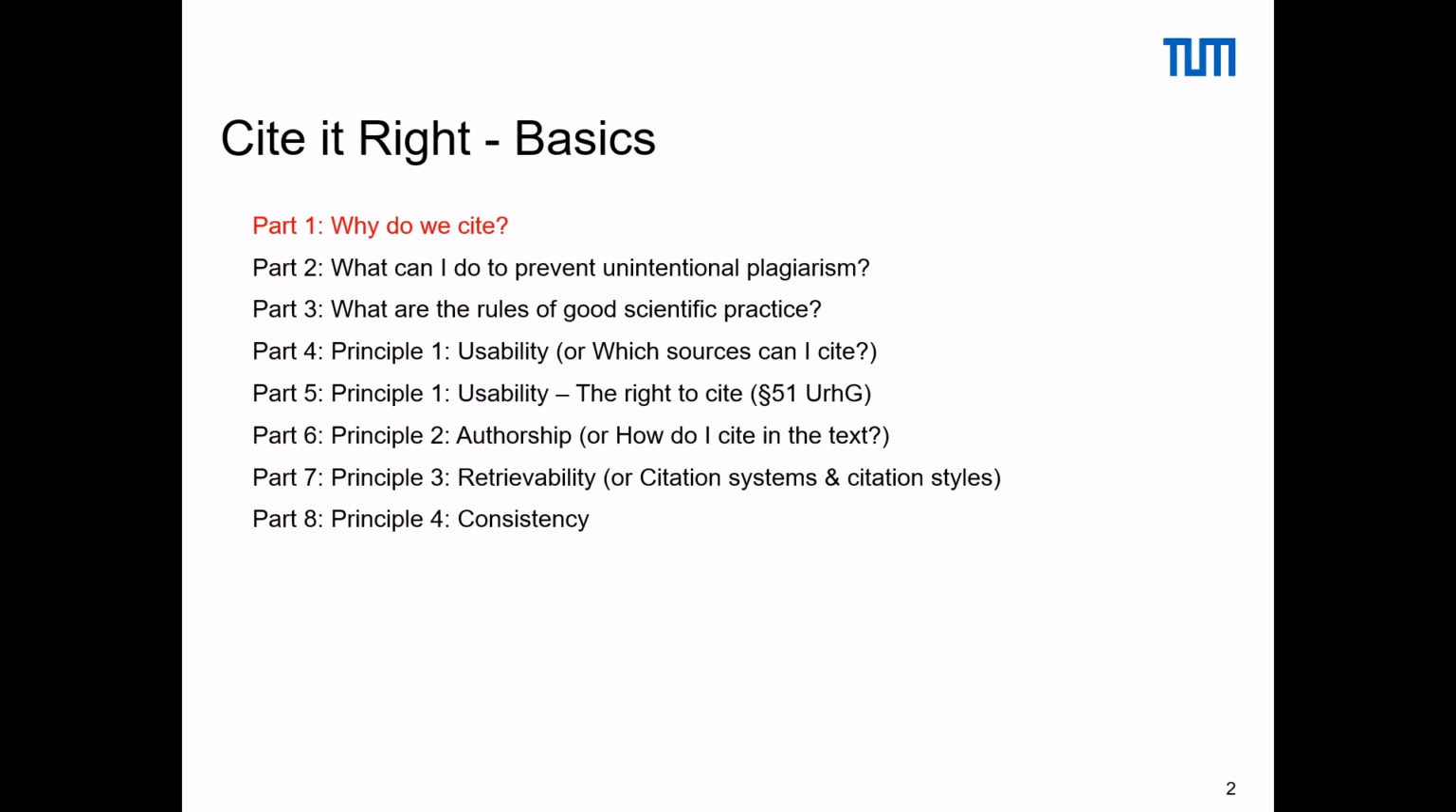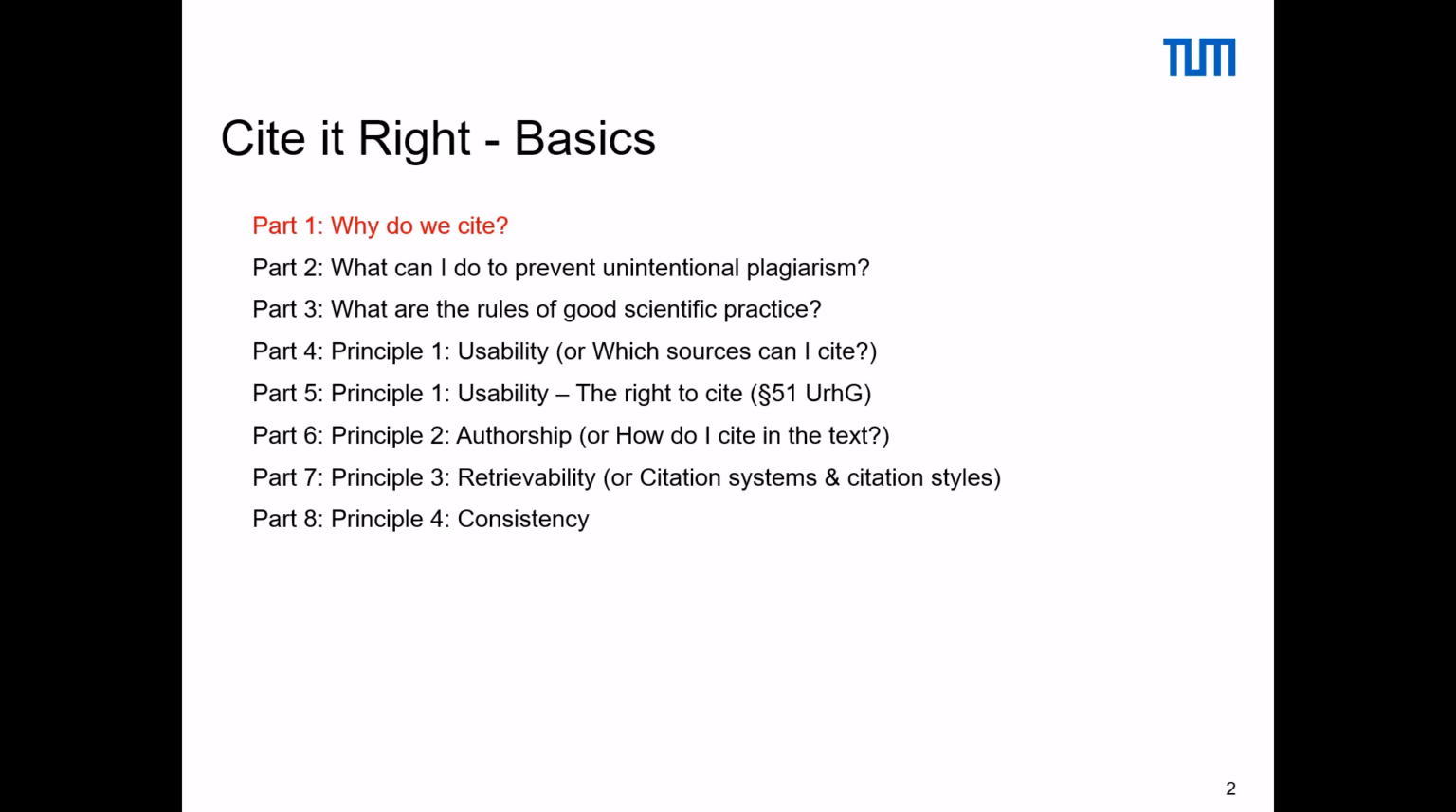The first principle is a principle of usability, which deals with the question which sources we are actually allowed to cite. Other people's works are usually protected by copyright law, so that we cannot just use them in any way we want, but that there are certain limitations. That's why in part 5 we introduce the right to cite.